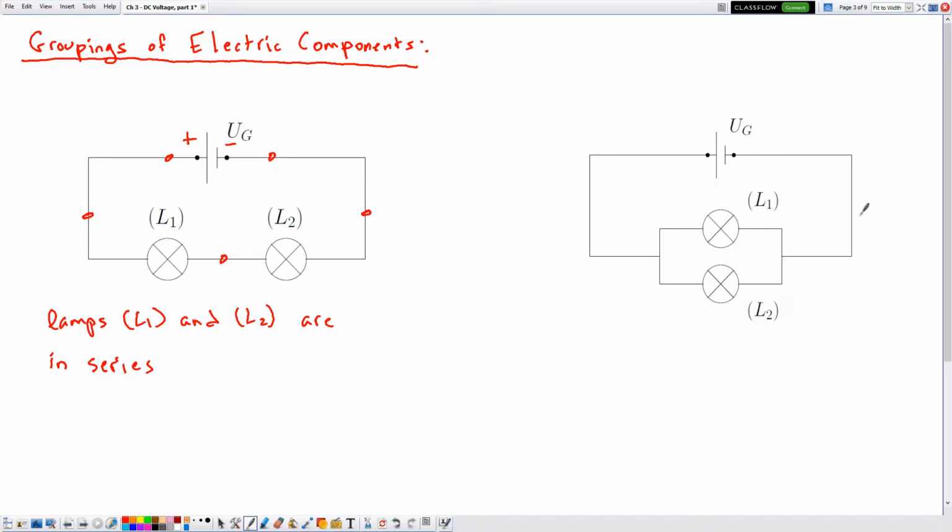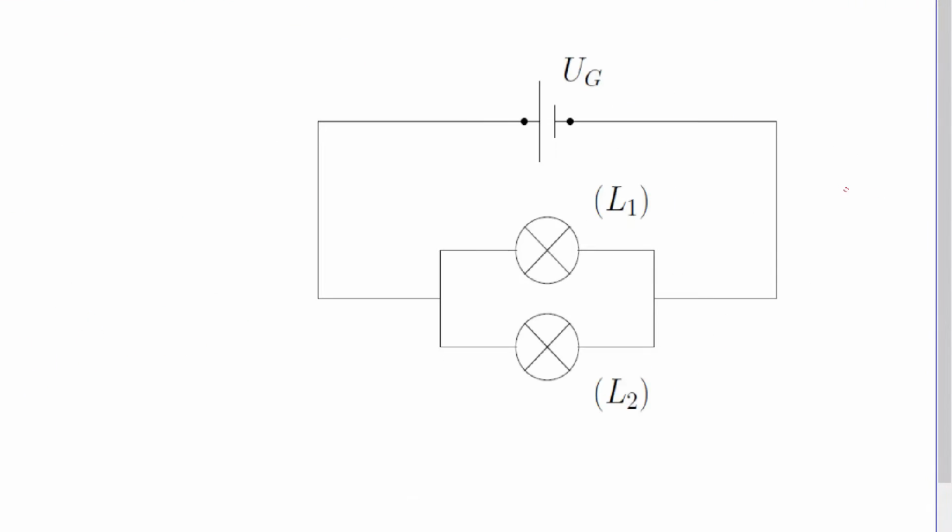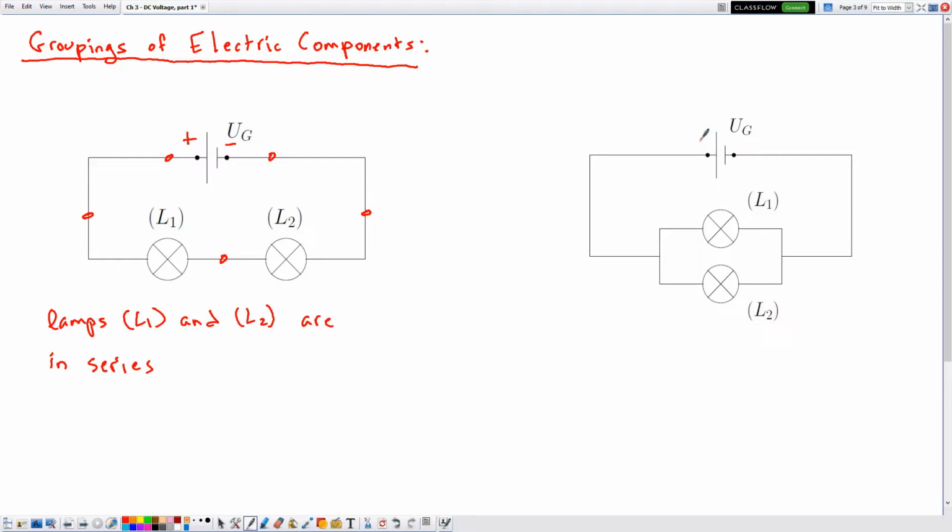Now, as for the second electric circuit, which is on the right, here we have the battery. This is the positive pole of the battery. This is the negative pole. The battery is connected to two lamps, L1 and L2. These are the terminals of the lamp L1. And these are the terminals of the lamp L2. Then the lamps L1 and L2 are said to be in parallel.